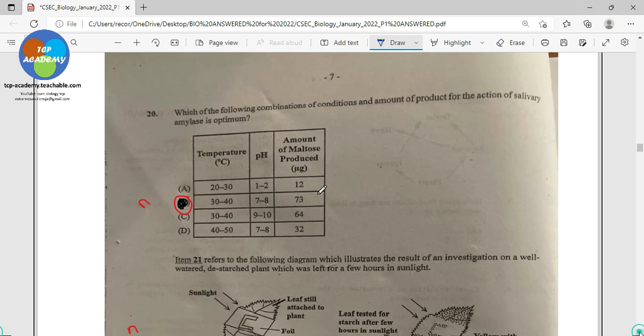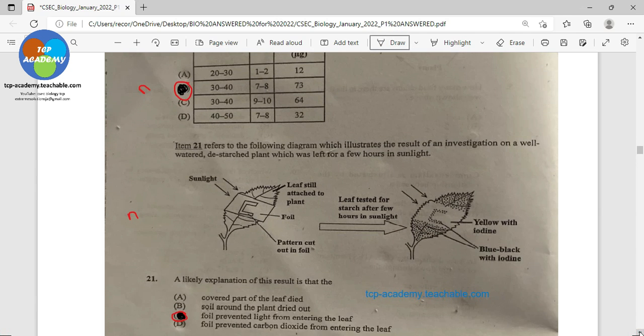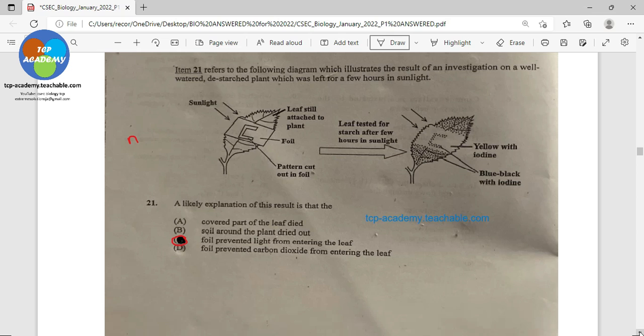Let's move right along. This is of course going to be another new question. New question in the sense that you would have done this for your photosynthesis lab, or if you're on Biojam on my website, then you would have gone to this lab. So it reads, item 21 refers to the following diagram which illustrates the result of an investigation on a well-watered destarched plant which was left for a few hours in sunlight. And the diagram is as seen on screen.